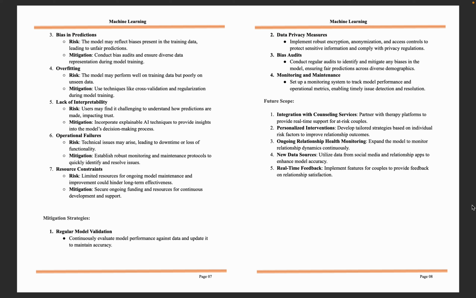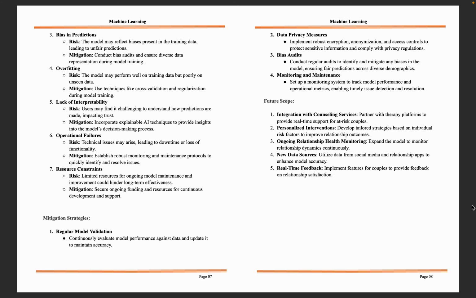Then the mitigation strategies involve regular model validation and data privacy measures. As we talked about in the risks, we have taken measures for data privacy. Then bias audits and monitoring and maintenance. The future scope is that it can be integrated with counseling services. We can personalize interventions, do ongoing relationship health monitoring, add new data sources, and give real-time feedback, which will help to reduce the divorce rate. That's about the theoretical part.